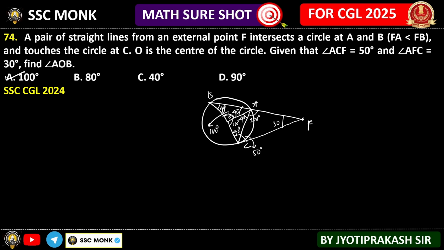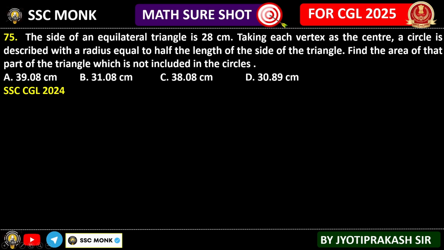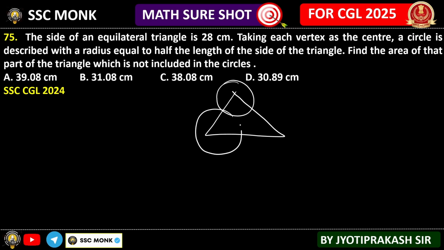Answer is option A. Next, the side of an equilateral triangle is 28 centimeters. Taking each vertex as the center, circles are described with a radius equal to half of the length of the side of the triangle. Find the area of the part of the triangle which is not included. So this is an equilateral triangle. I have solved this in the rapid revision series. Let's say here this is a circle, here this is a circle, here this is a circle. It is asking about this area.